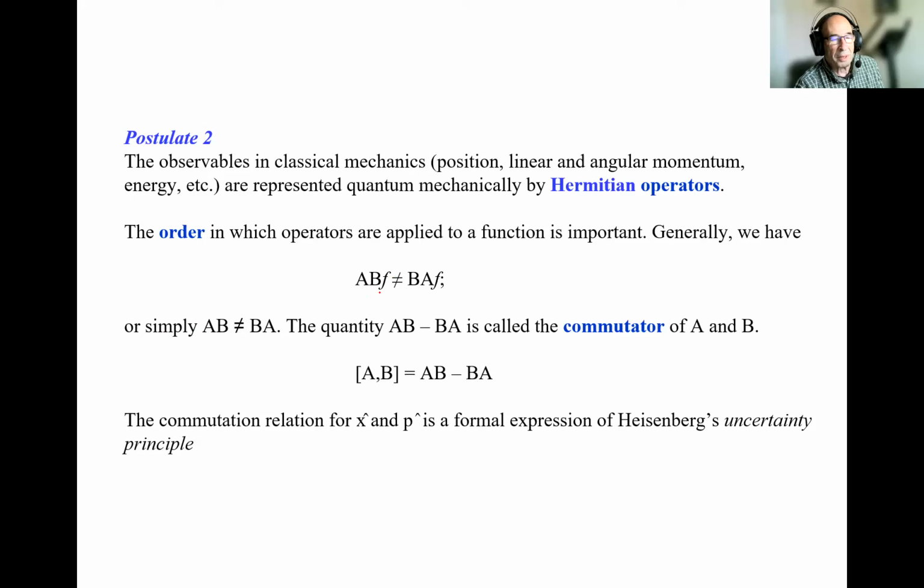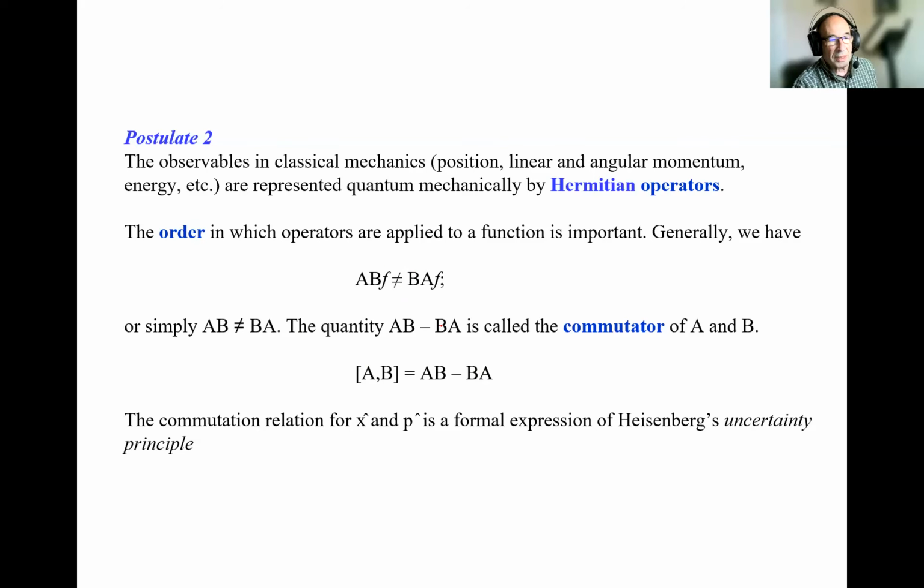So, for example, we can apply, say, B acting on the wave function, and then A after that. Or we can apply A first and B after that. And so the action of these two operators may give different results. And this is what is shown by the inequality here.